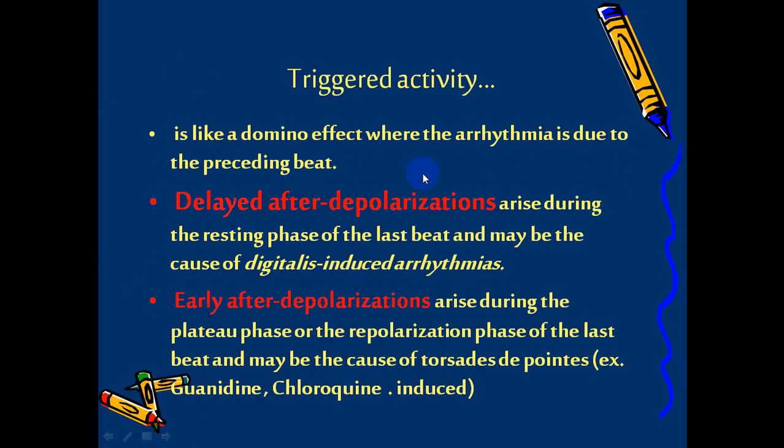Delayed afterdepolarization arises during the resting phase of the last beat and may be the cause of digitalis-induced arrhythmias. Early afterdepolarization arises during the plateau or repolarization phase of the last beat. It may be the cause of torsades de pointes, a type of polymorphic ventricular tachycardia. This is blamed on a lot of causes, including prolonged QT interval and drugs like quinidine or hydroxychloroquine.